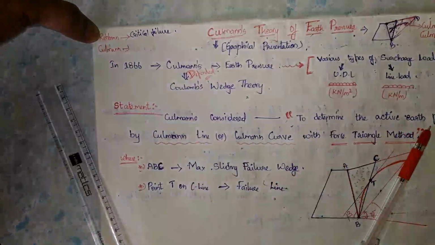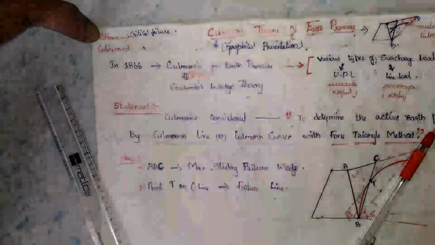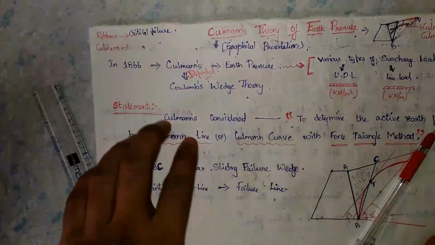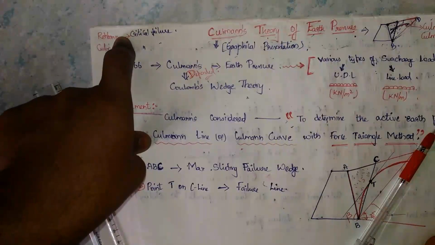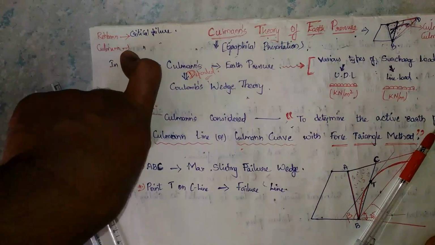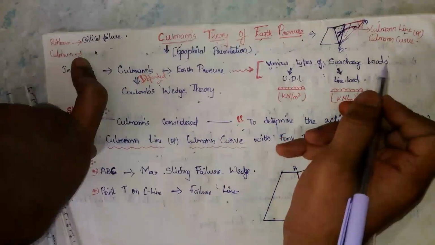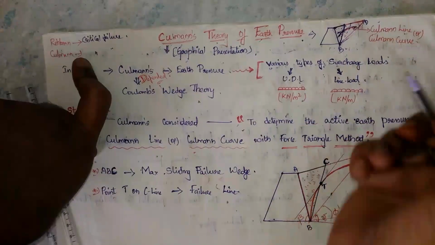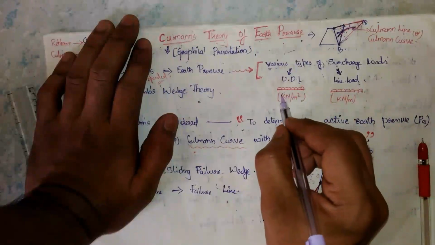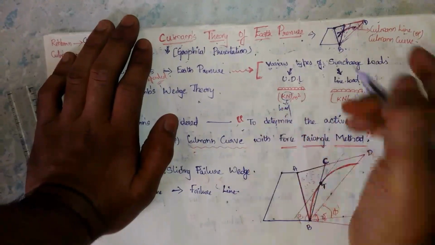In Culmann's also, when the load is applied, the same critical failure develops. But what type of load? Rebhann just explained a load applied on the sliding wedge, but in Culmann's there are different types of loads, meaning various types of surcharge loads, such as UDL or line load. UDL is in kilonewtons per meter square. This is the load applied on this sliding wedge.